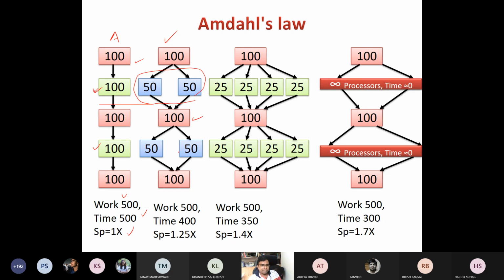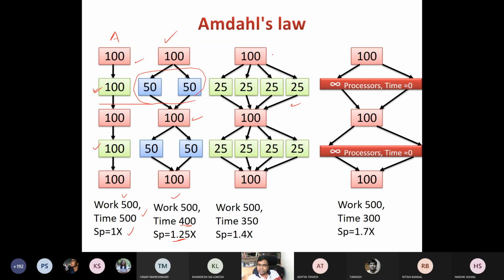So what will be the execution time? Total work is 500. Execution time will be 400. And what will be the speed up? Speed up is work, 500 by 400. So 500 by 400, what are you getting? 1.25. Suppose you make it 4.